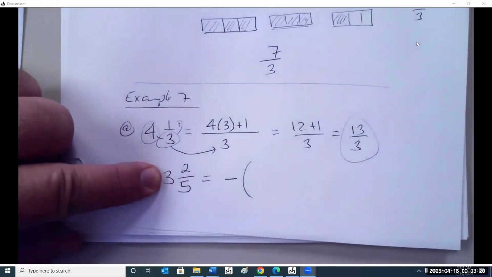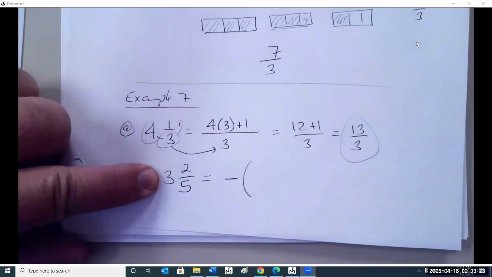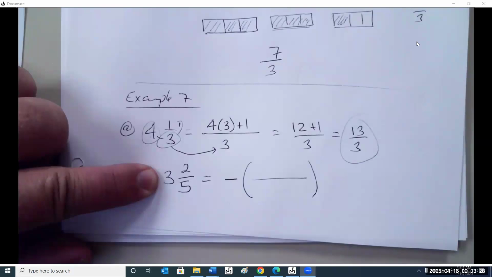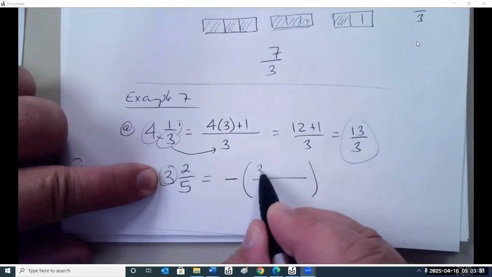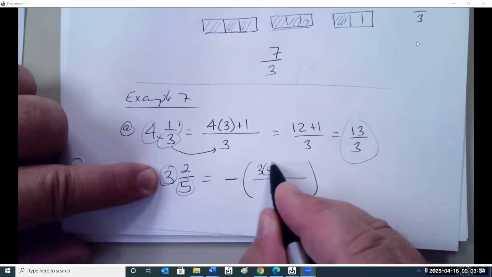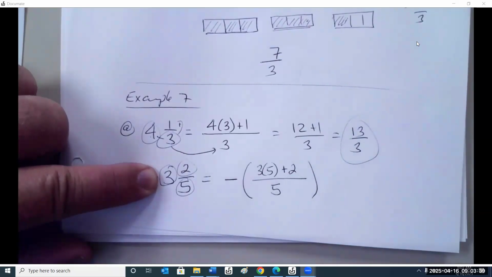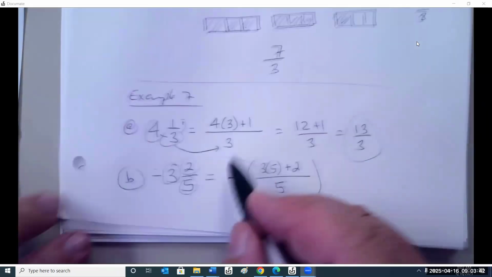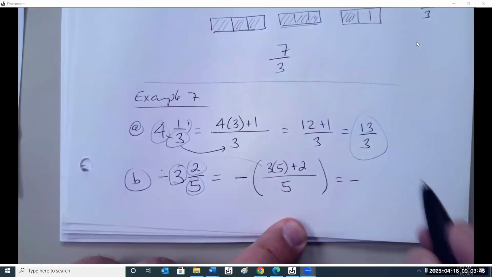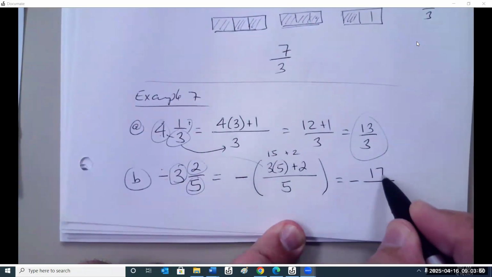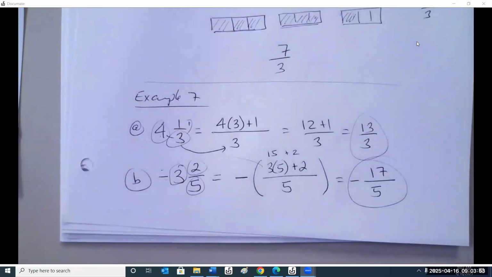Convert this number. So we take the front number times the bottom number, and I add the top number. The negative doesn't change anything. It just stays out in front. 3 times 5 is 15, plus 2 is 17/5. And there's your answer. Treat the signs and the numbers separately.